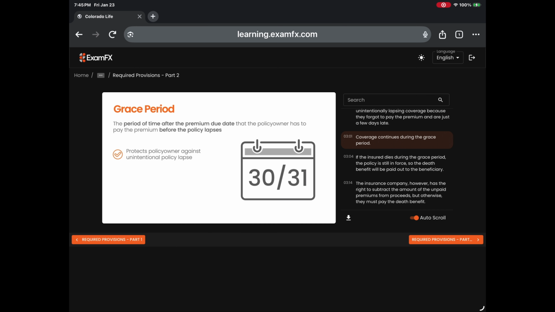Coverage continues during the grace period. If the insured dies during the grace period, the policy is still in force, so the death benefit will be paid out to the beneficiary. The insurance company, however, has the right to subtract the amount of the unpaid premiums from the proceeds, but otherwise, they must pay the death benefit.